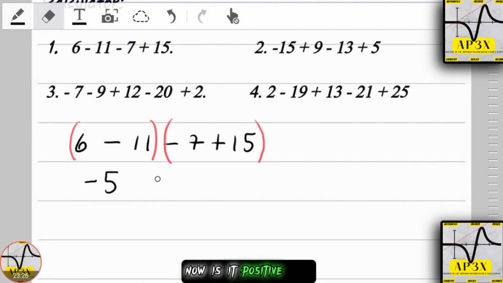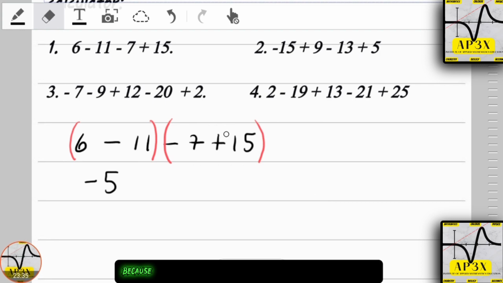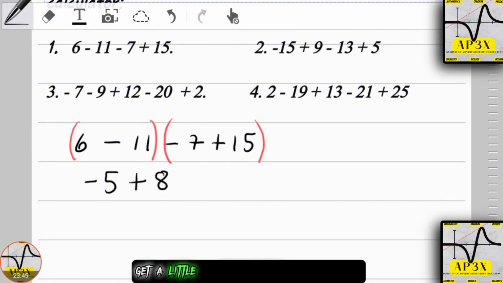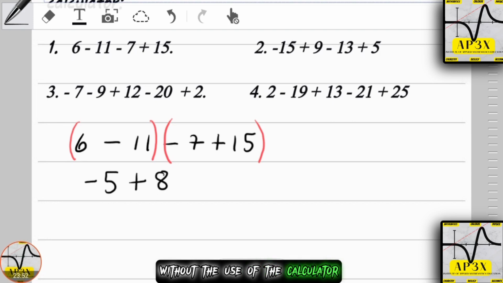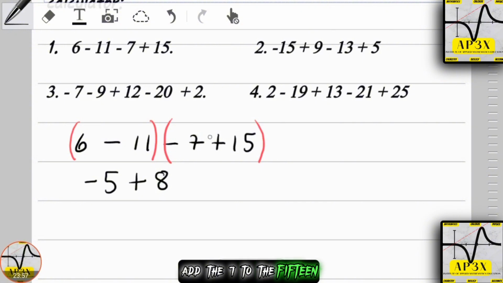Now, is it +8 or is it -8? Well, because the 15 is larger than the 7, we're going to be keeping the positive sign, because we keep the sign of the larger number, so it is in fact going to be +8. I find that students get a little bit flustered when they're not very confident in what they're doing, or they're not very familiar with the concept without the use of the calculator. They may sometimes write down the negative sign and add the 7 to the 15. Brutal mistake. Never want to do that.